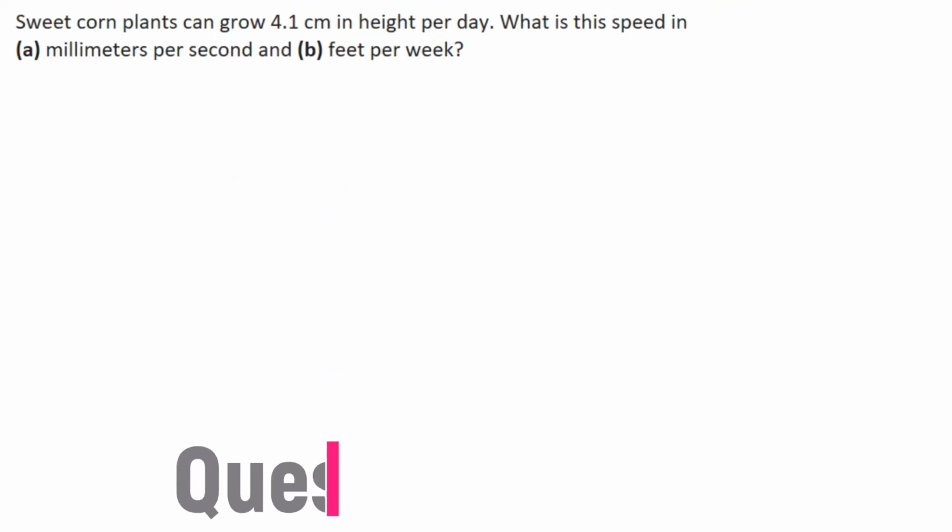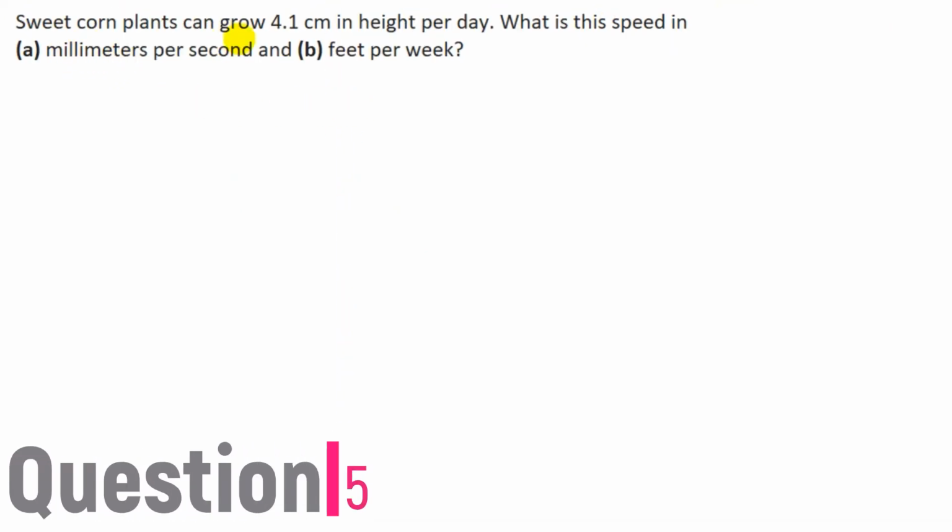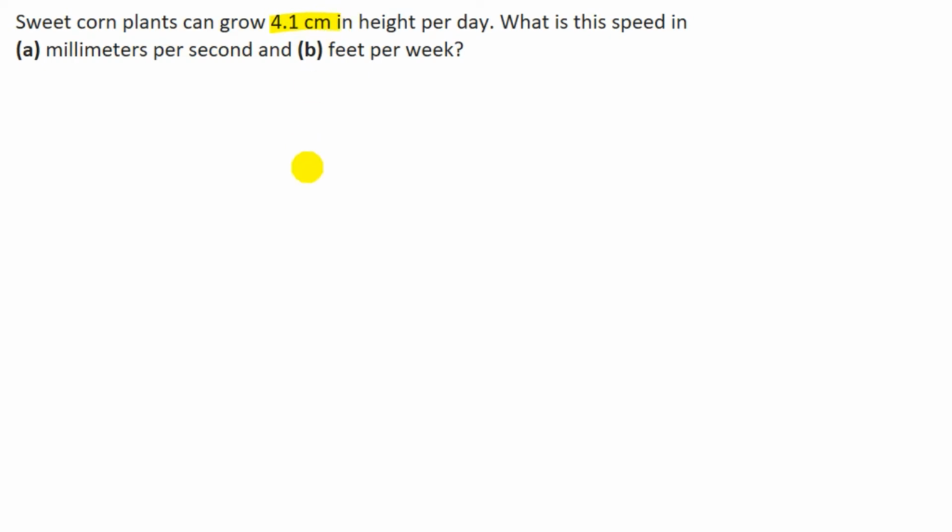So this is our next question, and here we are given that the sweet corn plant grows at 4.1 centimeter in height per day. Now we have to find the speed of its growth in millimeter per second and feet per week. So there are two parts. We're going to solve the A part first.